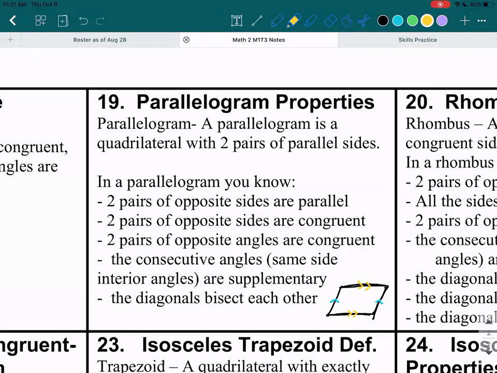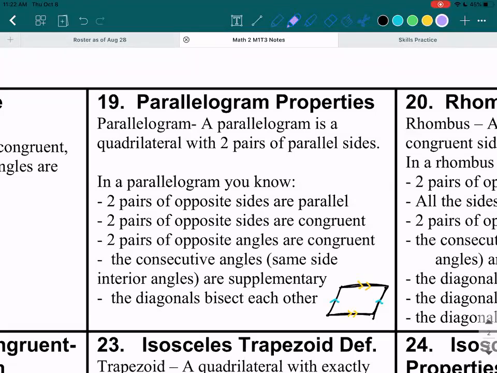The two pairs of opposite sides are congruent as well. So in addition to being parallel, they are congruent. That means they have the same length. So the two blue sides have the same length. I'm not going to make more marks on it, it's just going to look messy. But know that the two blue sides are the same length, and then the two yellow sides are the same length as well.